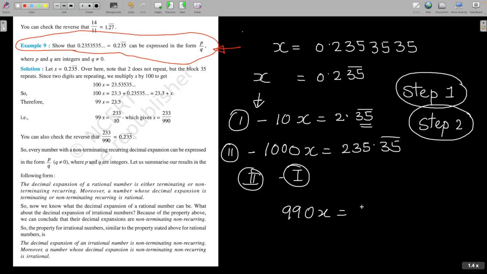990x is equal to 233, and this gives me x is equal to 233 by 990. Yeah, looks like I got it right.